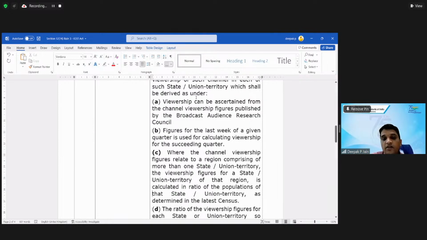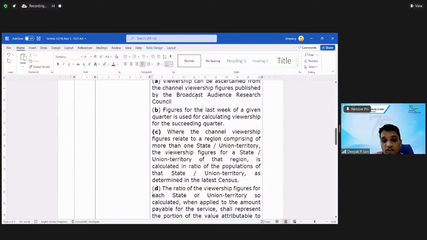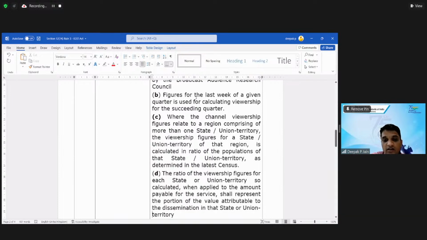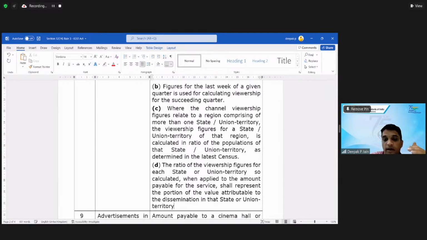So that can be one of the modes, or the ratio of the viewership figures for each state or union territory when applied to the amount payable for the service. Okay, what is the amount paid? The ratio of the viewership figures for each state. Like Star Plus is broadcast to all the states. For each state, how much they pay, the ratio of the viewership figures for each state or union territory when applied to the amount payable for the service shall represent the proportion of the value attributable. So viewership, how much they are paying, that will become the ratio.